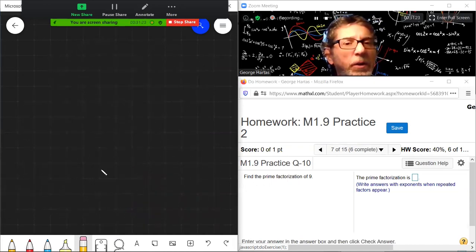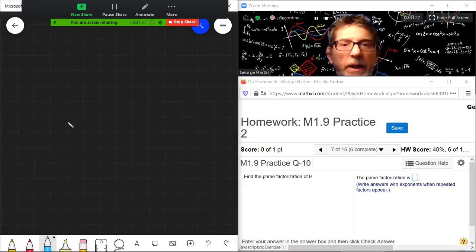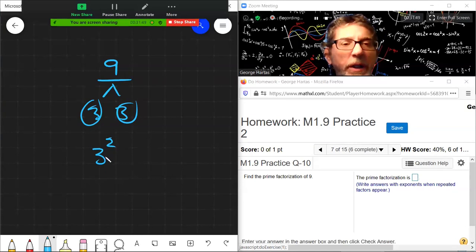I think you know the answer already, right? So we got 3, 3 primes. They want the answers with exponents for repeated factors, and we have a repeated factor because we have 2 3s, so we have 3 squared, or 3 to the 2nd power. We have 2 copies of 3.